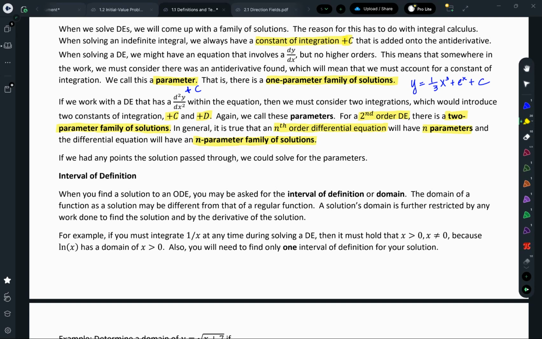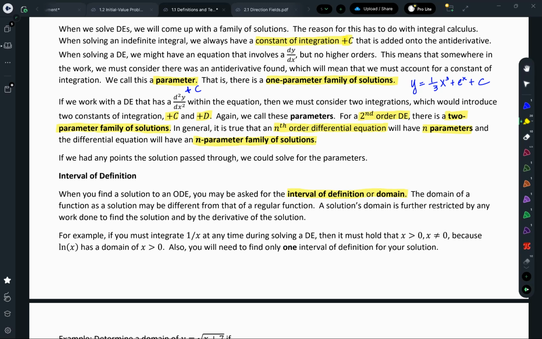We've worked with domain a lot all through algebra and trigonometry and calculus 1 and calculus 2, and we're still working with domain. Domain never goes away. It's always important. So when we find a solution to an ODE, you may be asked for the interval of definition. And what you need to know is that these two things, interval of definition and domain, are kind of interchangeable. And I say kind of because there is a slight difference, okay? You can think of them as the exact same thing, but we're going to become a little bit more picky in how we determine our domain for an ODE.